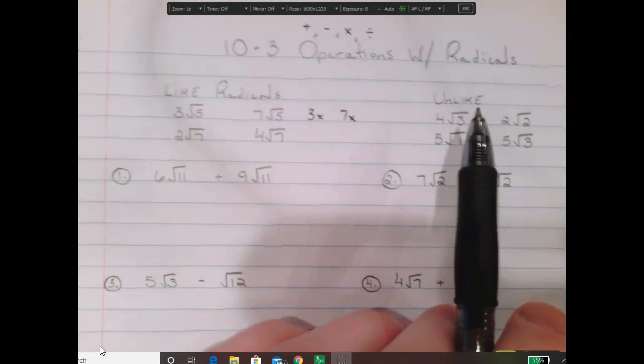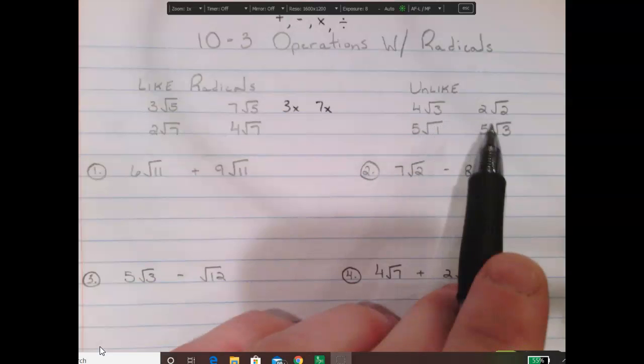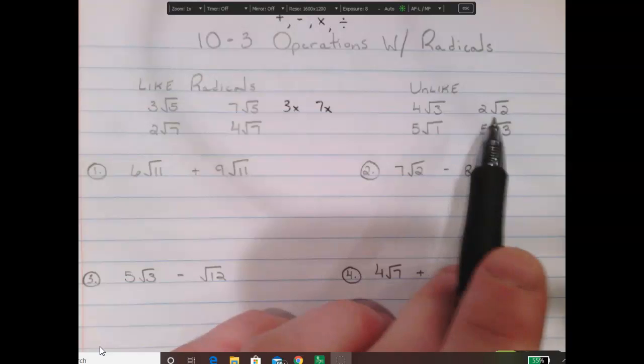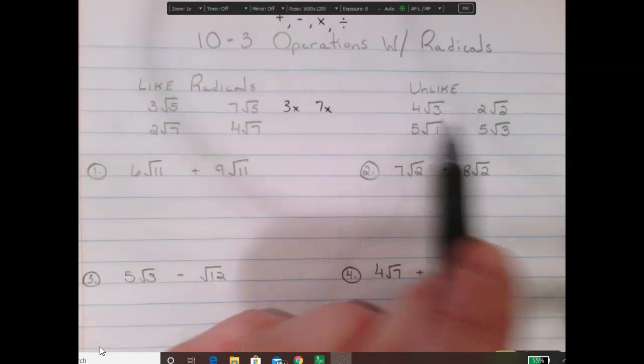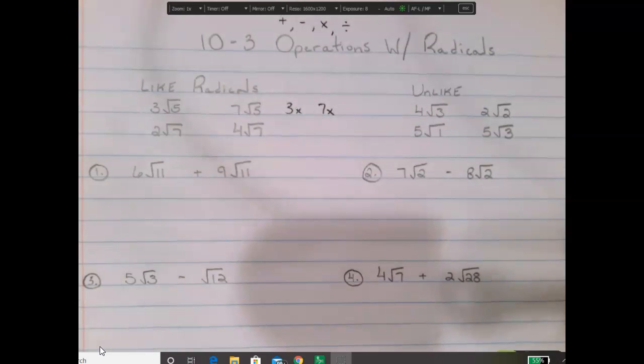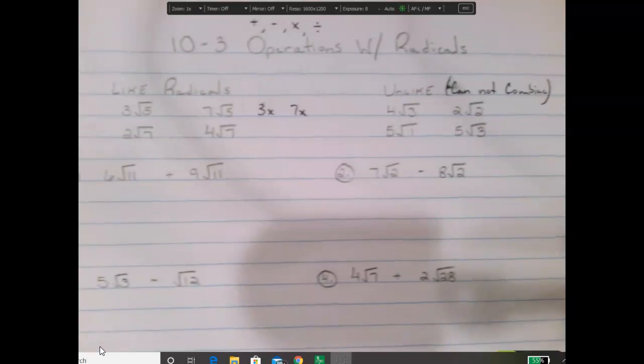On the flip side, if I had unlike radicals, say here I had 4 radical 3 and 2 radical 2. Well, what's underneath the radical is not the same. On the left-hand side we have a 3, and on the right-hand side we have a 2. Those are unlike, so I cannot combine anything that looks like this. So there's not a whole lot you can do, guys, with ones that are unlike.